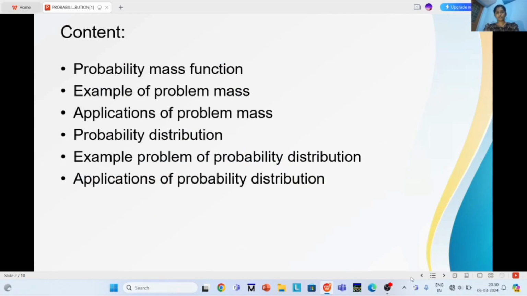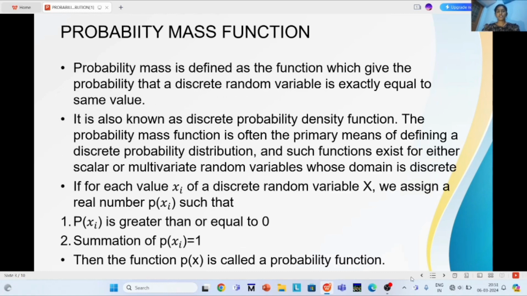The contents of today's video are: probability mass function, example problem on probability mass function, applications of probability mass function, probability distribution, example problem on probability distribution, and applications of probability distribution. First we have the probability mass function.